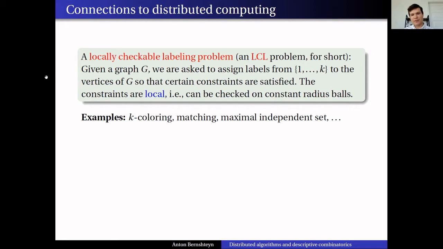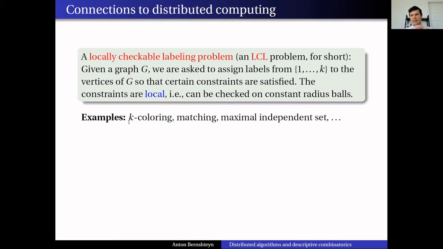Given a graph G, the task is to assign labels to the vertices. There's a finite set of labels, say integers 1 through k. We need to assign labels to the vertices of the graph in a way that satisfies certain constraints. And the constraints are local, or locally checkable, meaning that given such a labeling, to see that it actually solves the problem, we need to just check whether it satisfies some conditions on a constant radius ball around every vertex.